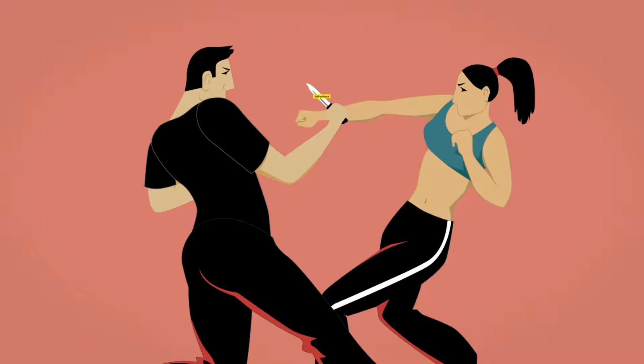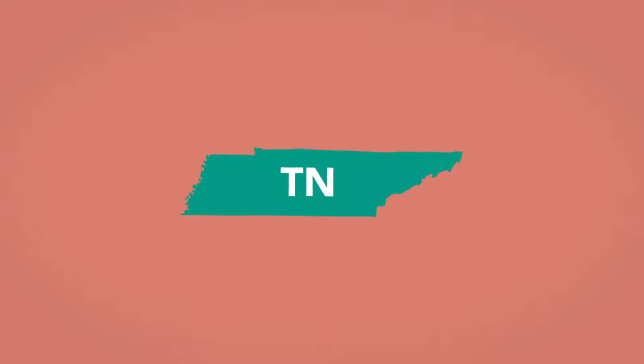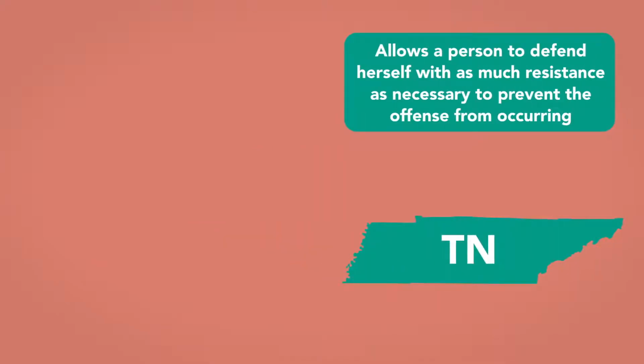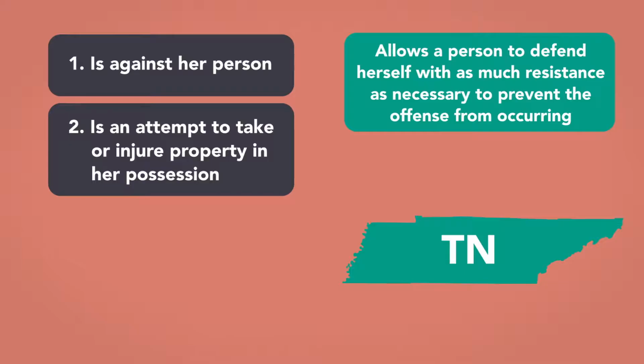Self-defense. Self-defense is the use of force towards another person when the actor reasonably believes it is necessary to protect himself against the use of unlawful force by the other person. Tennessee, for example, allows a person to defend herself with as much resistance as necessary to prevent the offense from occurring if the offense, 1. is against her person, or 2. is an attempt to take or injure property in her possession.